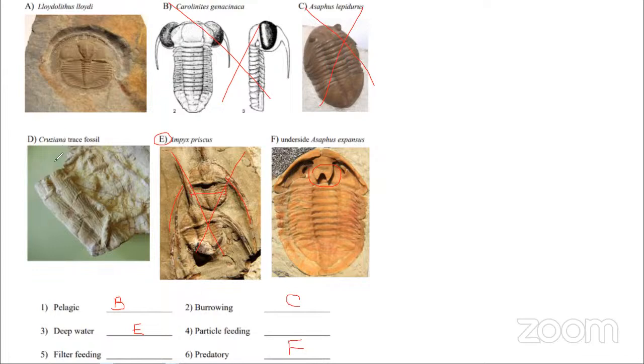So this is the one that's a trace fossil. What we're looking at is that scooping of the sand, so we're looking at the tracks along here. I think that's the track. Anyway, this genus was specifically named in our table as one of our particle feeders. So that is C, which leaves filter feeding for A.